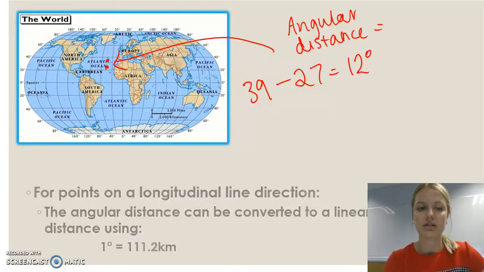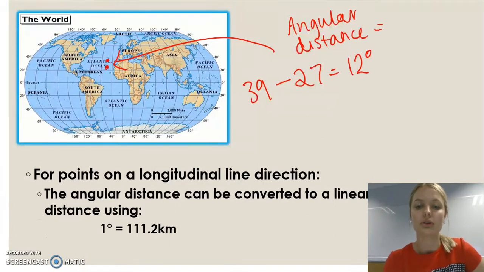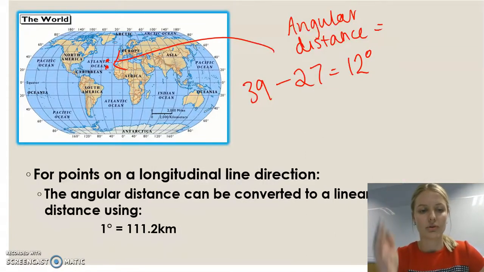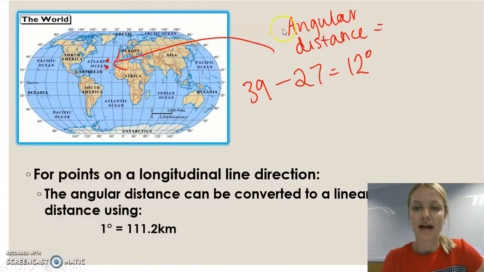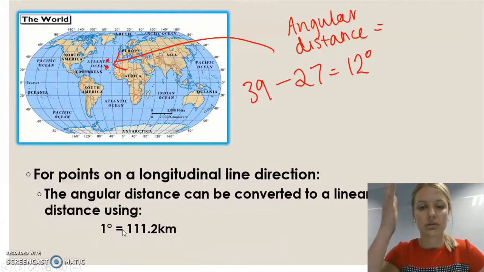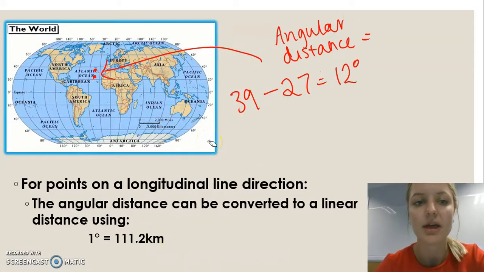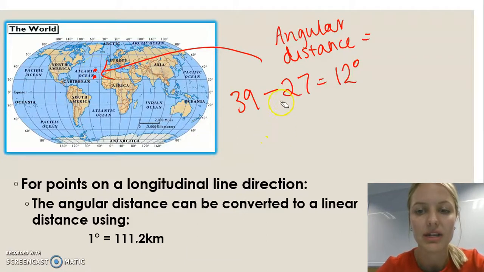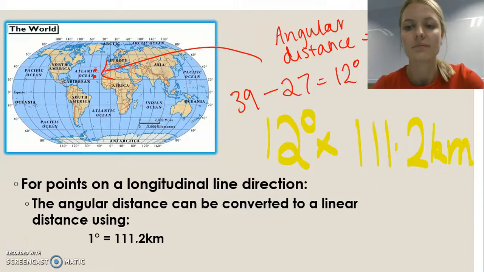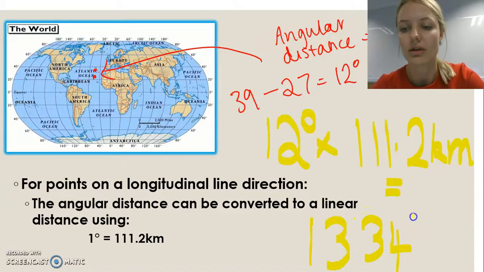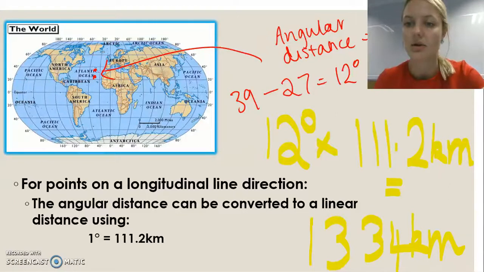Now, an important piece of knowledge is that for points on a longitudinal line direction, so moving north to south or south to north, that angular distance that we've worked out, that 12 degrees, can be converted to a linear distance or to kilometres by using this information here. 1 degree will always equal, when moving from north to south or south to north, 111.2 kilometres. So to work out how many kilometres you'll need to travel to get from A to B here, you would need to do 12 degrees times 111.2 kilometres. And that equals 1,334 kilometres. That is the linear distance when travelling from A to B.